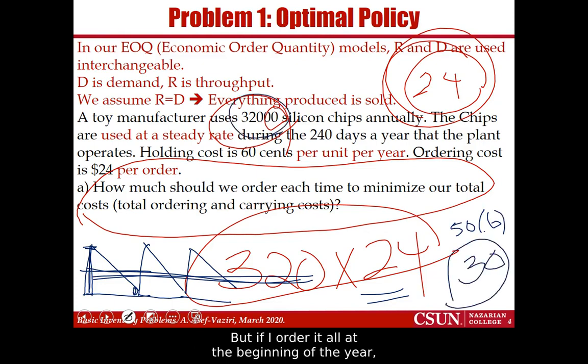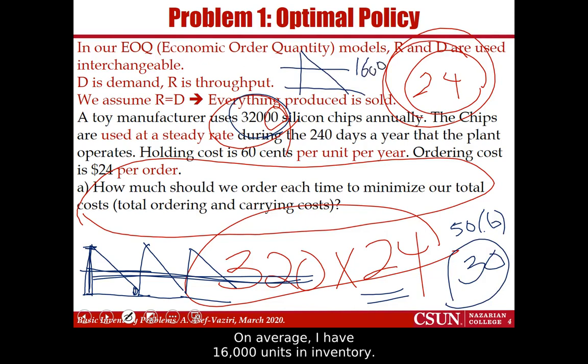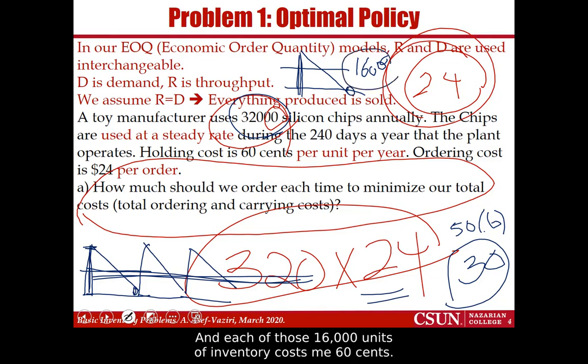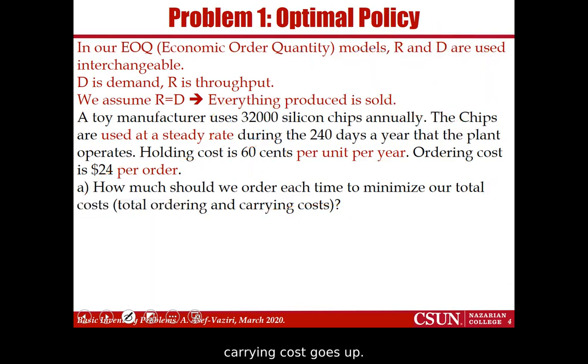But if I order all of it at the beginning of the year, by the end of the year, I have nothing. On average, I have 16,000 units in inventory. 32,000 at the beginning, zero at the end. Average of those two becomes 16,000. And each of those 16,000 units of inventory costs me 60 cents. So that would be about $10,000 inventory carrying cost. If I order in large numbers, holding cost, carrying cost goes up, but ordering cost comes down, and the reverse is correct when I order in small amounts.